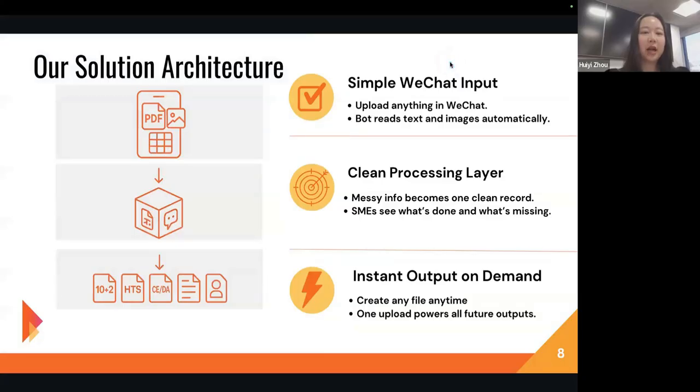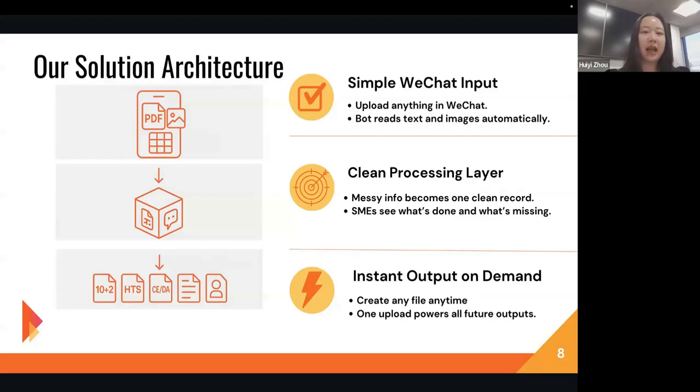These three layers operate in the background while SMEs only see a simple entry point. Using WeChat as an example, the model adapts to local app usage. SMEs can send anything directly in WeChat, even messy notes, by forwarding chats with size or packaging details. With no learning curve, the TWTH bots read everything automatically.